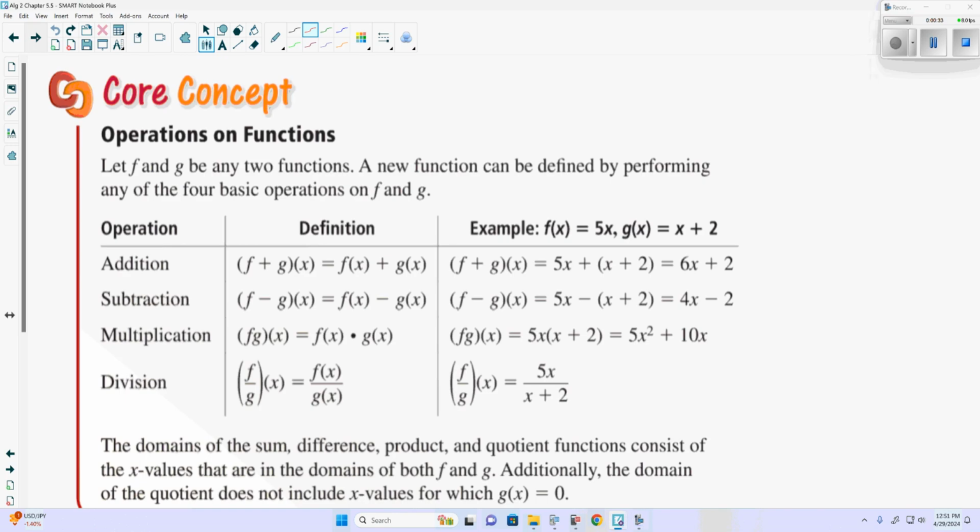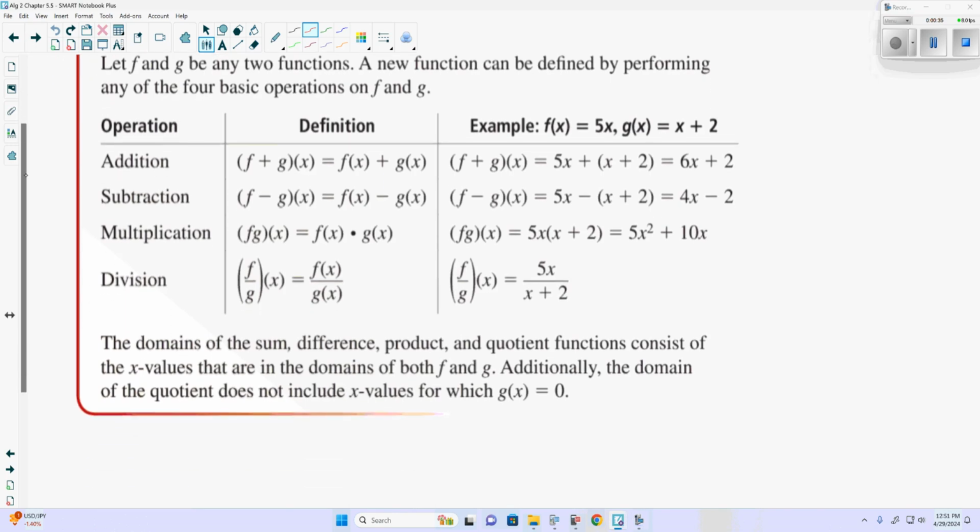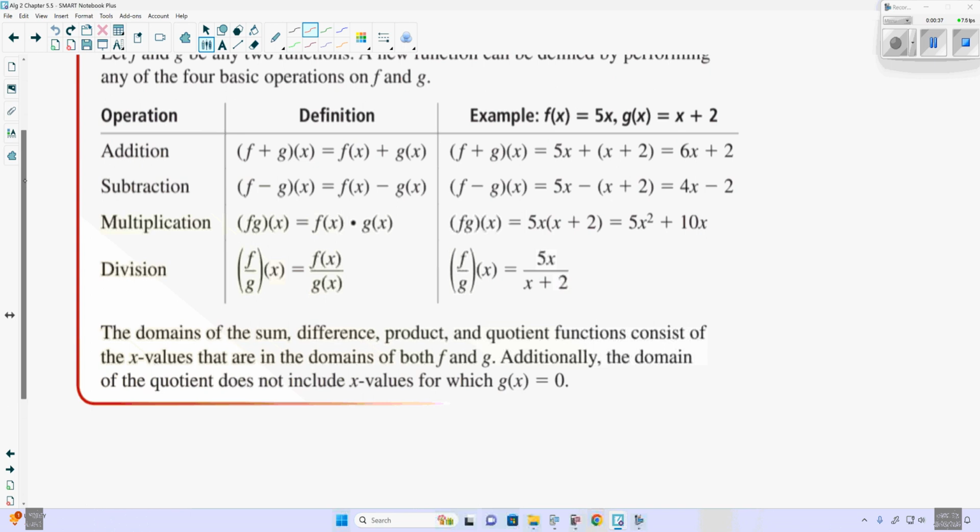What we're looking at today is function operations, operations on functions. Addition, subtraction, multiplication, division.